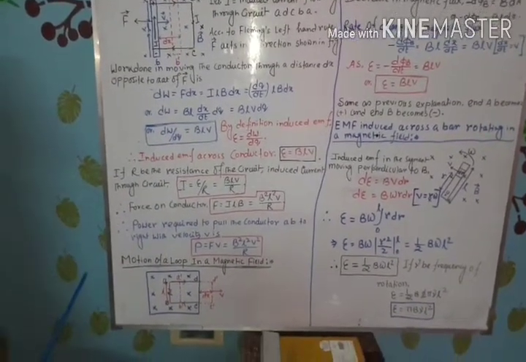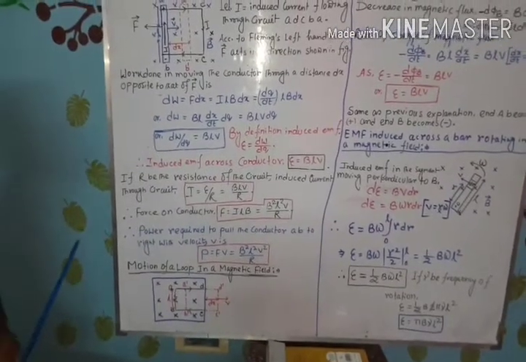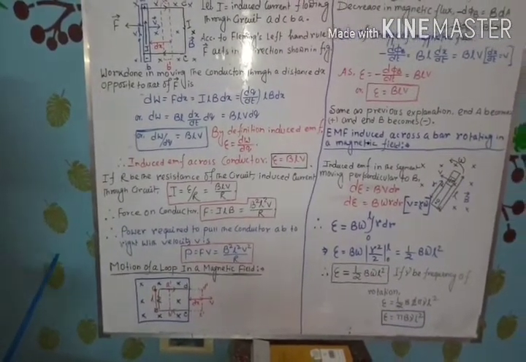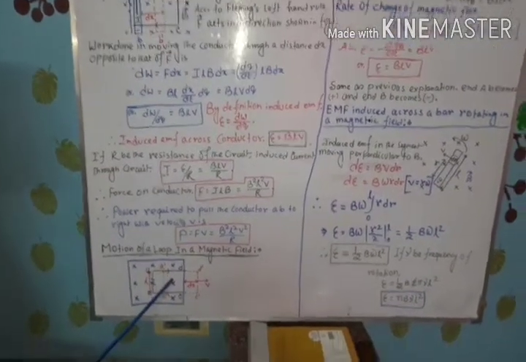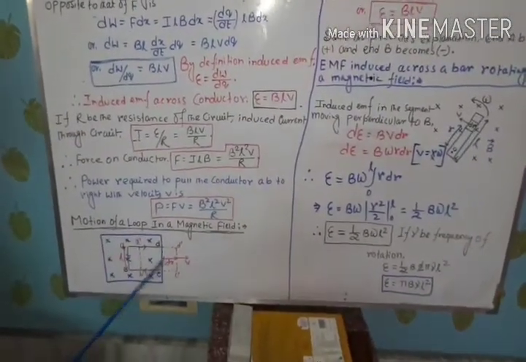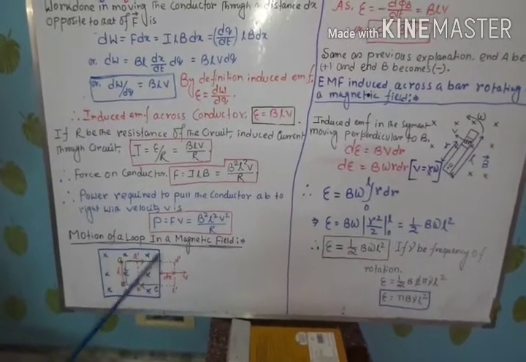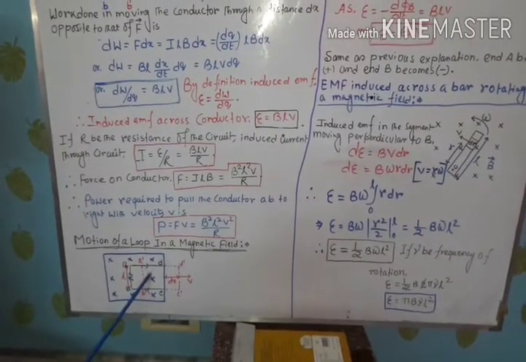Now we want to derive the expression for motional EMF whenever a loop is moving over the magnetic field. Now see the diagram very carefully. Here we consider a magnetic field which is perpendicular to the whiteboard and directed inward.